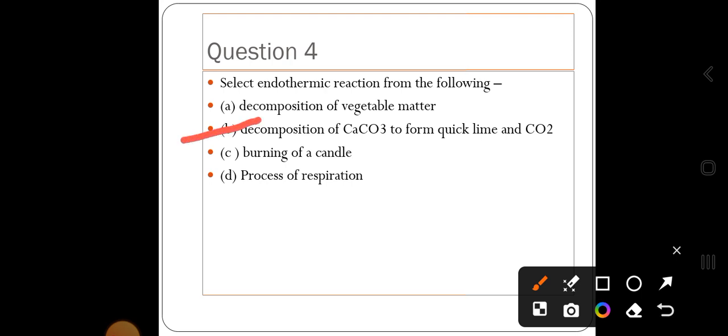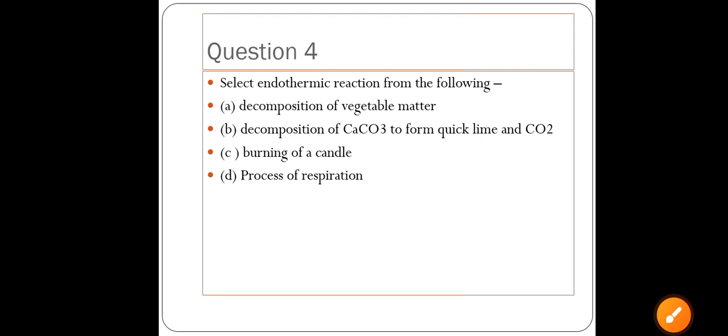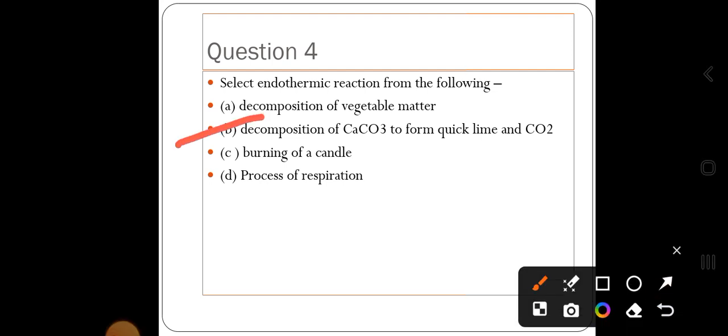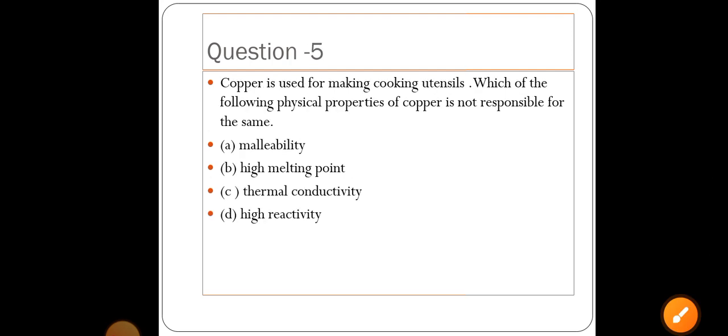Now the third option, burning of a candle. We all know burning of a candle is exothermic. It liberates a lot of energy. And the fourth option, process of respiration. We are able to get energy every second, every minute in our life. That's because of the process of respiration, wherein we respire and the energy is given to every cell to do its activity. So the correct option is B, that is decomposition of calcium carbonate to form quicklime and carbon dioxide. So let's go ahead with the next question.